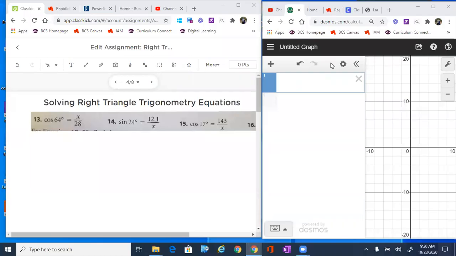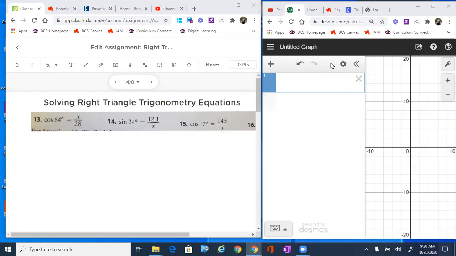Here we go. We're going to focus in on solving right triangle trigonometry equations, just the basic steps of going through and solving for the opposite, the adjacent, or the hypotenuse of a right triangle. And the equations are already set up. So let's get started. For number 13 here, it says cosine 64 equals x over 28.